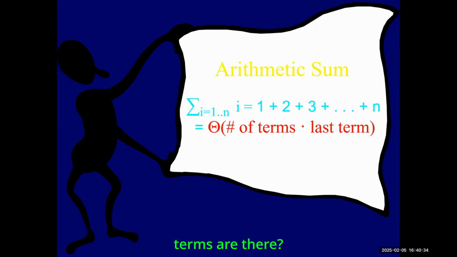Now, how many terms are there? Well, there are n terms, but some of them are small. How many of them are after the middle? There are n over 2 after the middle. So should we call it n terms, or n over 2 terms? Does it matter? No, because the constant factor of 2 doesn't matter. So in this case, we can simply say that the sum is the number of terms times the last term, and go home. Because the number of terms is n, and the last term is n, n times n is n squared. We're done.